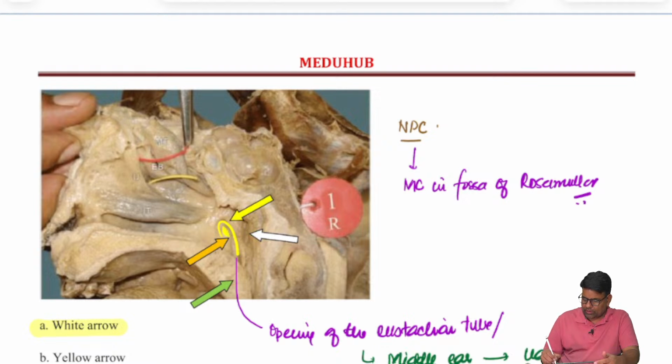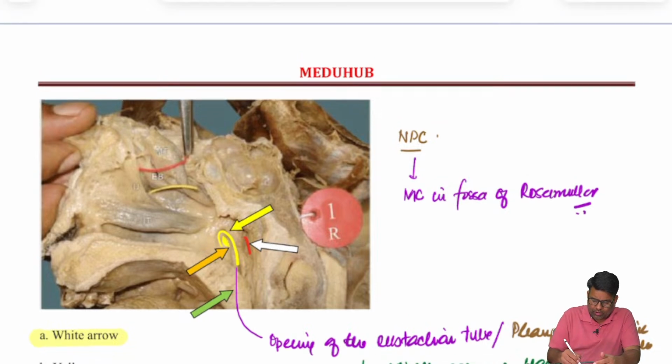That is the eustachian tube, also known as the pharyngotympanic tube. Clear? So this is the location of the eustachian tube, and posterior to this is the fossa of Rosenmuller, right? So this is the fossa of Rosenmuller.